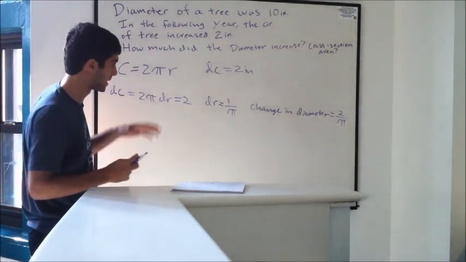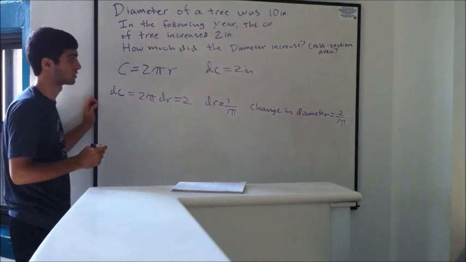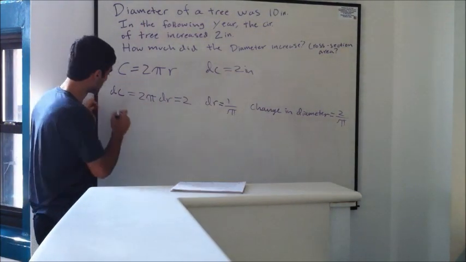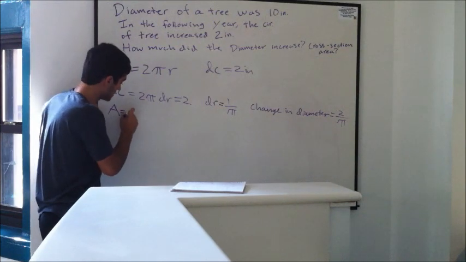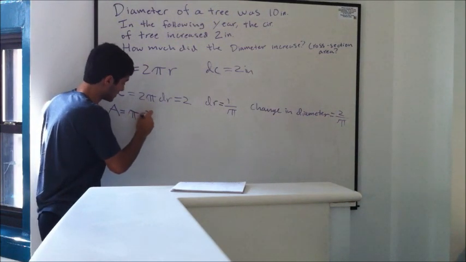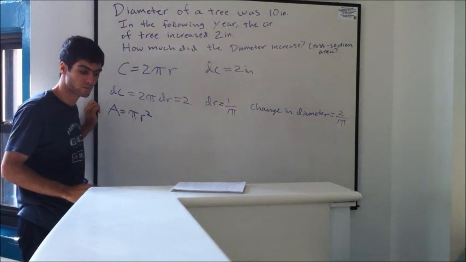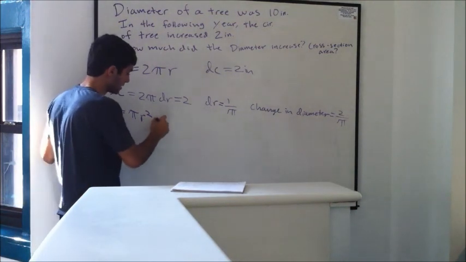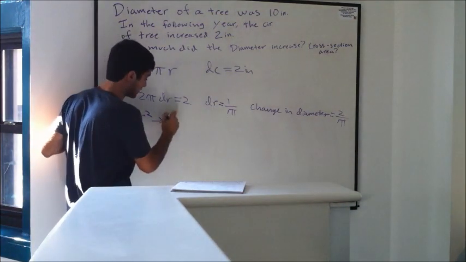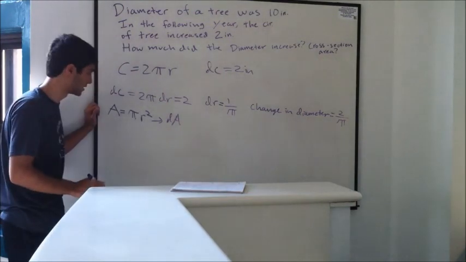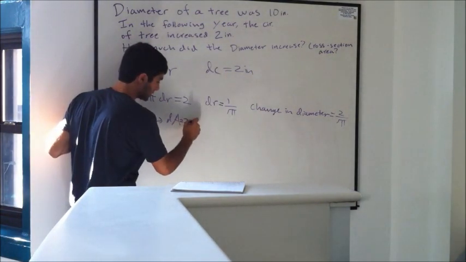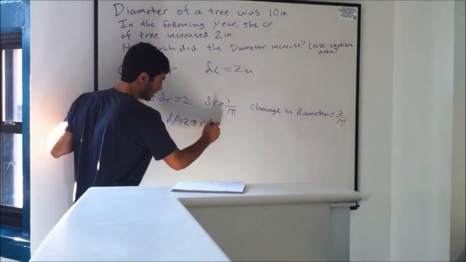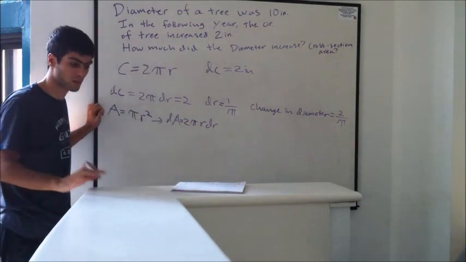So the next part of the problem asks us to find how much the cross-sectional area increased. So we know that the area equals pi r squared, and then we can find that the derivative of the area is 2 pi r dr.